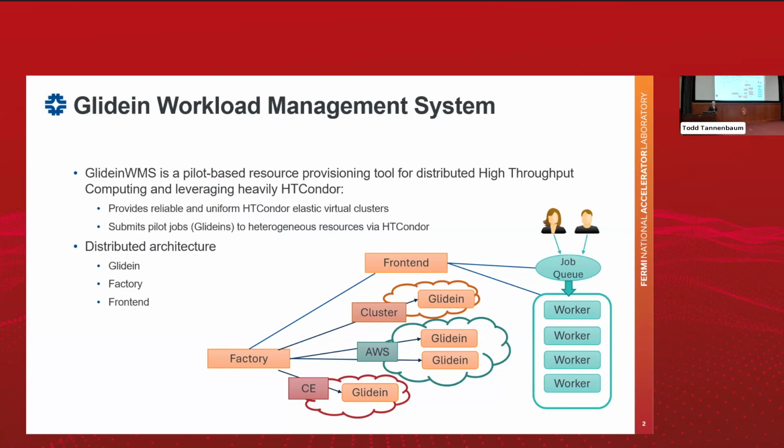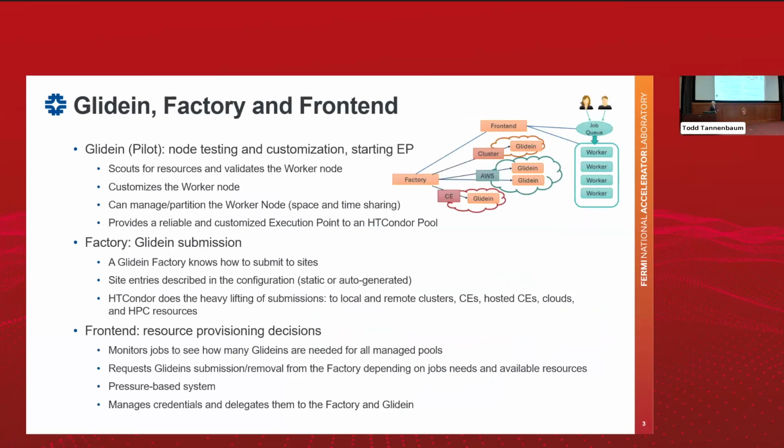So on the right, you can see in green the pool that the users use, and the actual resources might be heterogeneous. We use the Glidein, which is just a name for the pilot. And it's basically testing the node and customizing and starting the Condor execution point. The factory, it knows how to submit Glidein to the resources, so knows a little bit about the resources, the configuration, and uses Condor to actually send the Glidein to the different resources.